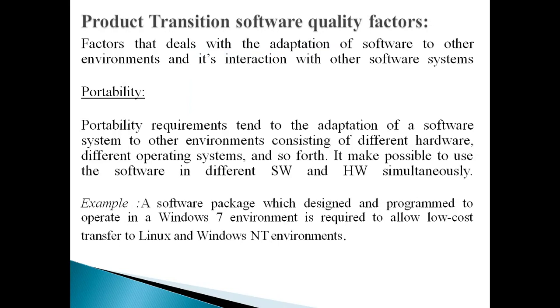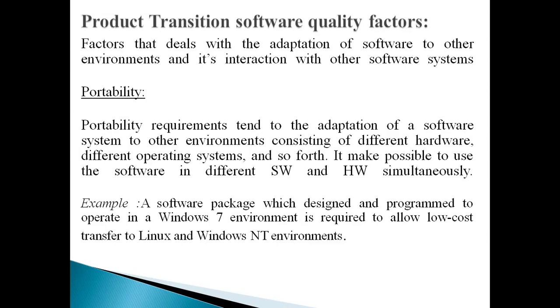The product transition software quality factor deals with the adaptation of software to other environments and its interaction with other software systems. First is portability. Portability means how far you can move your software from one place to another. This requirement tends to adaptation of the software system to other environments, consisting of different hardware, different software, operating systems and so forth. It will make it possible to use the software on different software and hardware simultaneously.